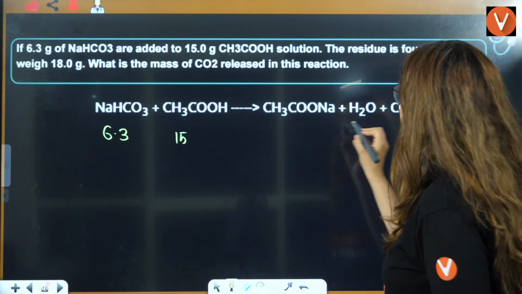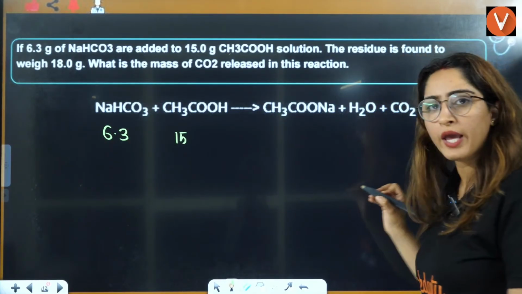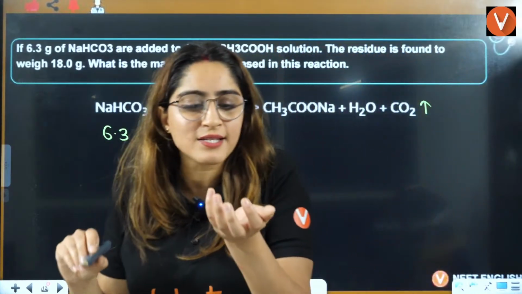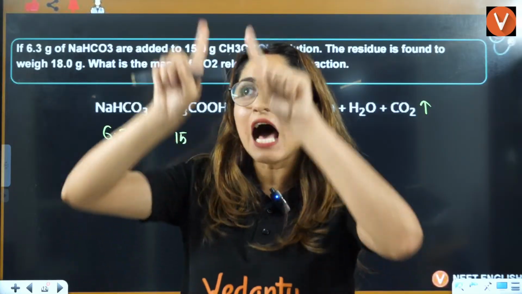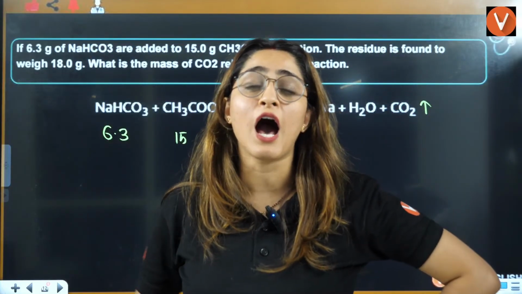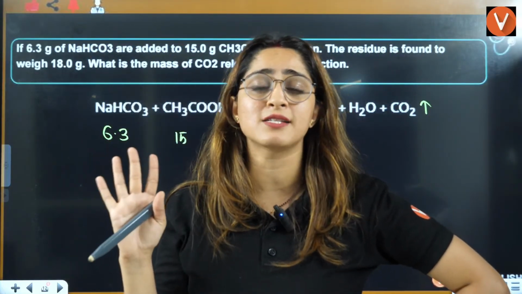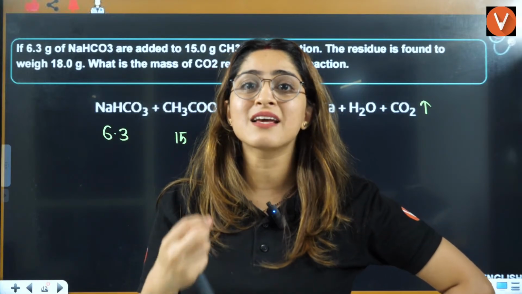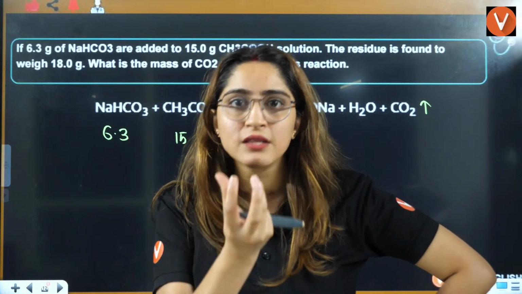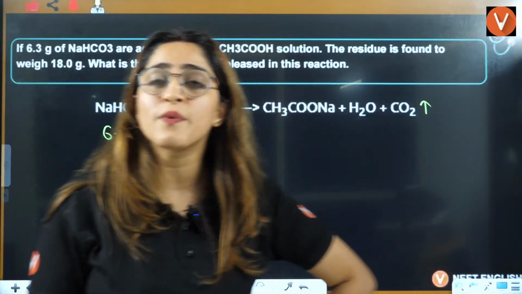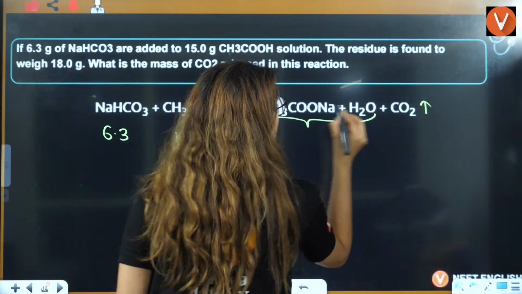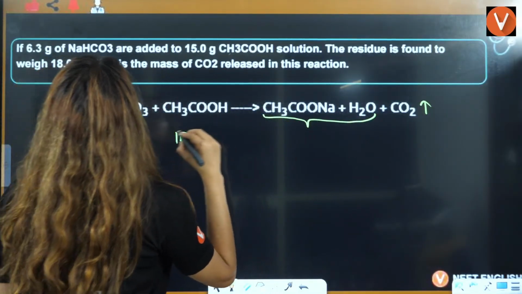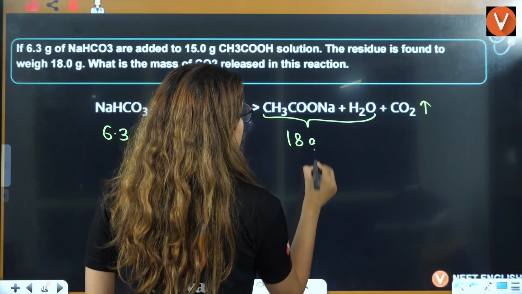Residue, see, this will be the gas. Residue means that which is left in the beaker, right? That is your residue. Carbon dioxide is not a residue. Carbon dioxide is eliminated, that means it is a gas. It is not there in the beaker. So when we talk about residue, we are talking about only CH3COONa and water, that is 18 grams.